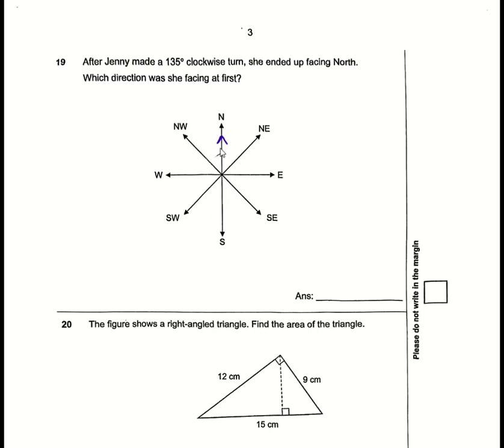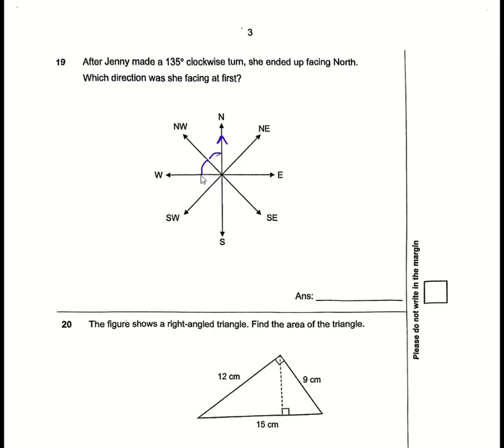So we have to do anti-clockwise now to trace back our steps to where she came from. Now, how much should we turn anti-clockwise now? Because earlier she had turned clockwise. To go back to where she came from, we have to turn anti-clockwise. And we have to turn anti-clockwise 135 degrees. We know that this is 45 here, right? And this is another 45.